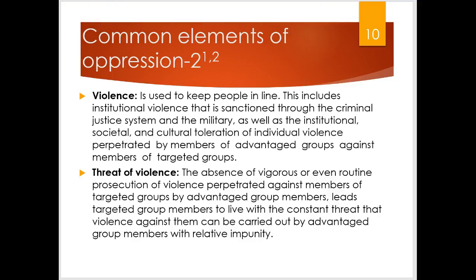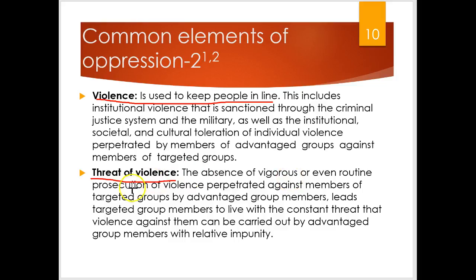Another common element of oppression is violence. And violence is used to keep people in line. We see this particularly with violence against women and violence against people of color. If you look at some of the concerns about the police shootings of black men, this is one way in which many have argued that violence is used as an element or a weapon, if you will, of oppression.